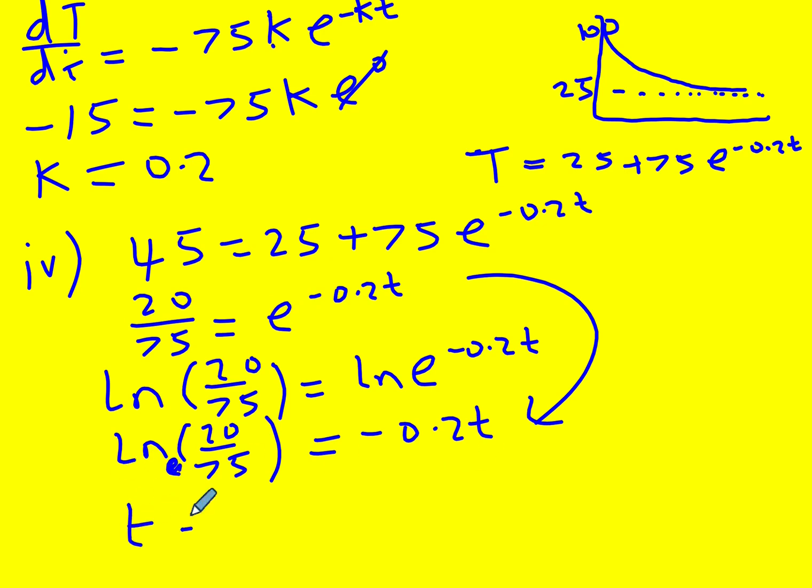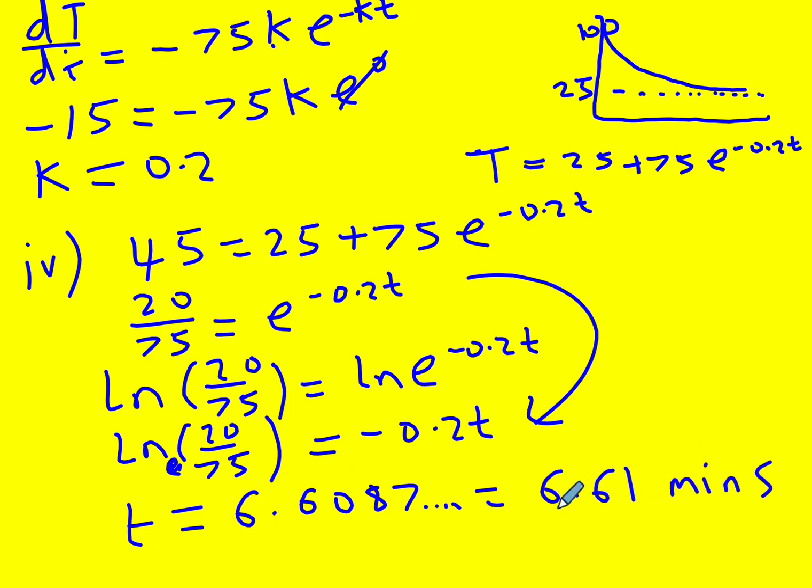So then we can work out what the left-hand side is, and we can divide by minus 0.2. We get that t is 6.6087, which is 6.61 minutes.